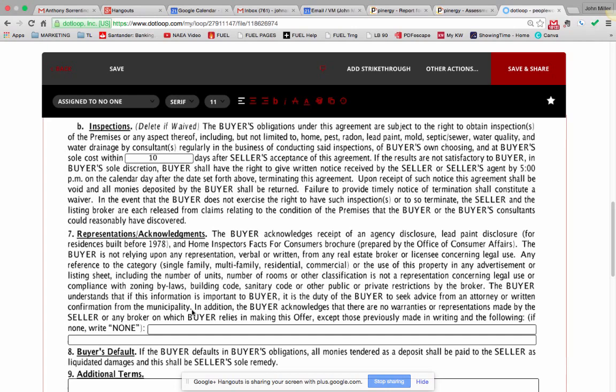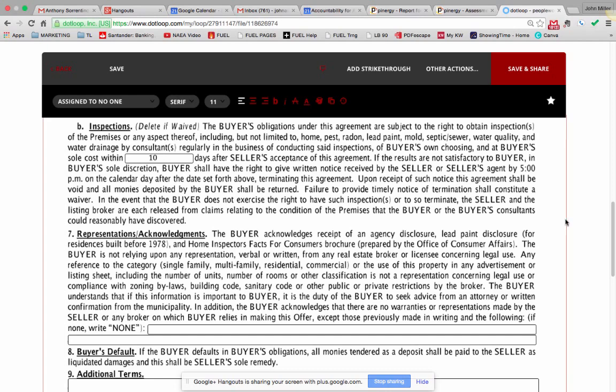Too many agents who work as, quote, buyer agents, unquote, focus way too much that their job is to beat the seller up on the price, and in reality, in doing that, they end up not getting the house for the buyer, and now the buyer's bummed out.